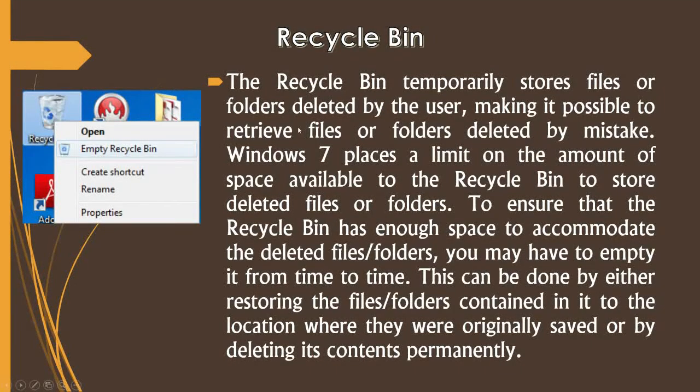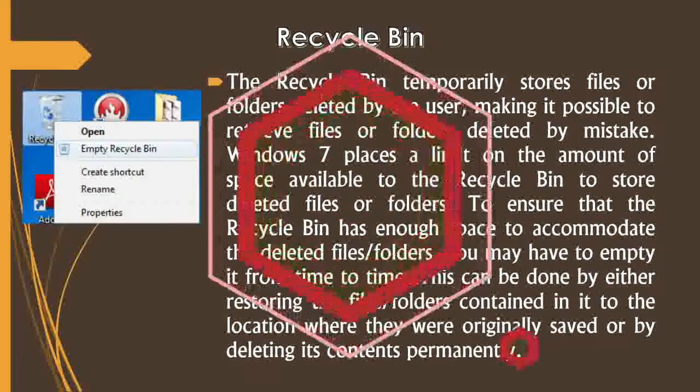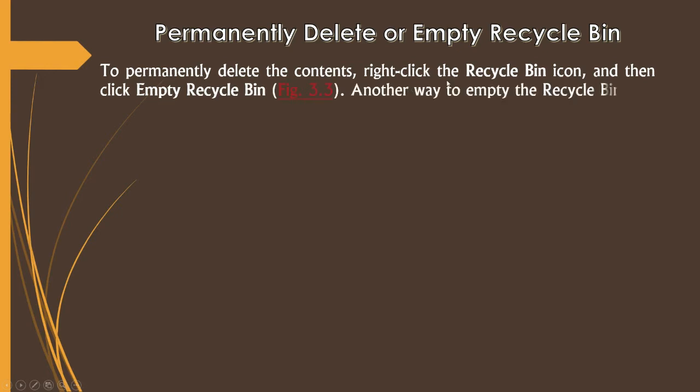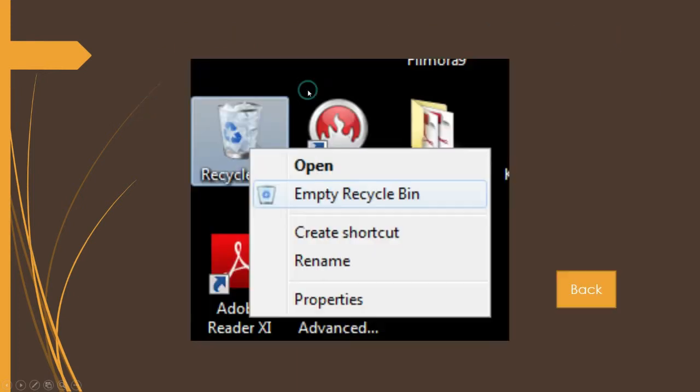Okay, this we are going to have in the next topic. Permanently delete or empty recycle bin. How can you permanently delete from the recycle bin? If you just simply delete, then it goes to the recycle bin. And if you want to permanently delete it, then you can delete it. How you can delete it, that we are going to know. So to permanently delete the contents, right click the recycle bin icon and then click empty recycle bin. How? This is the recycle bin. There you right click it and click on empty recycle bin here. Empty recycle bin. All right?